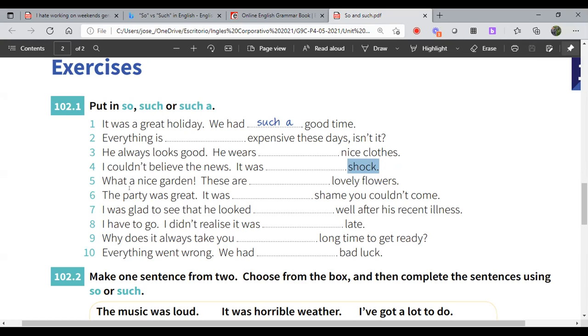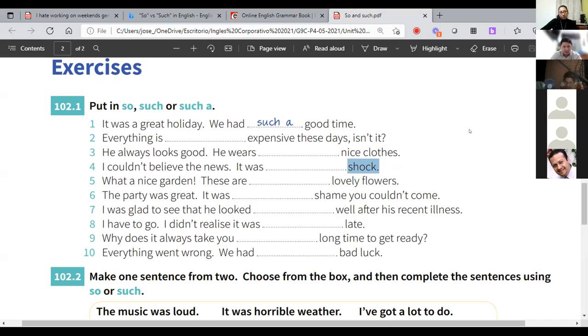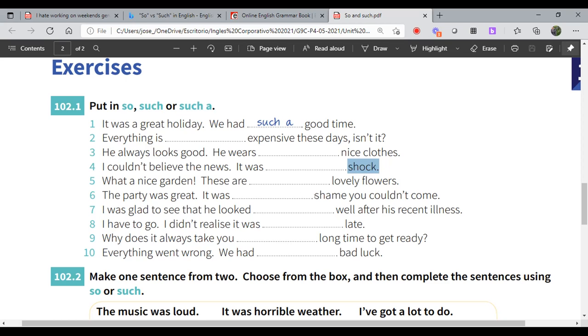Six. The party was great. It was... Fue una gran lástima, decimos aquí. All right. Fue una gran lástima. So... It's not so, porque shame no es un adjetivo, sino que usted se refiere a algo en particular. It was such a shame, correct. It was such a shame. Fue una gran lástima. Así se traduciría esta oración. It was such a shame you couldn't come. Qué lástima que no pudiste venir.